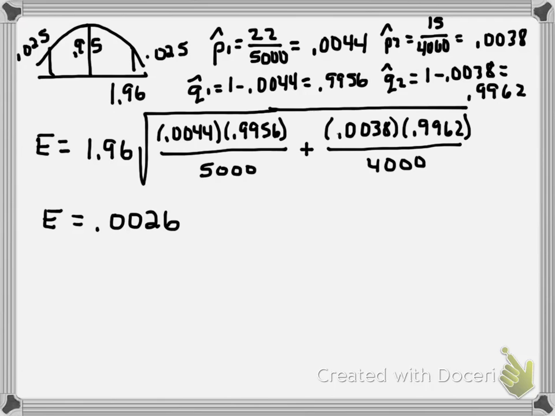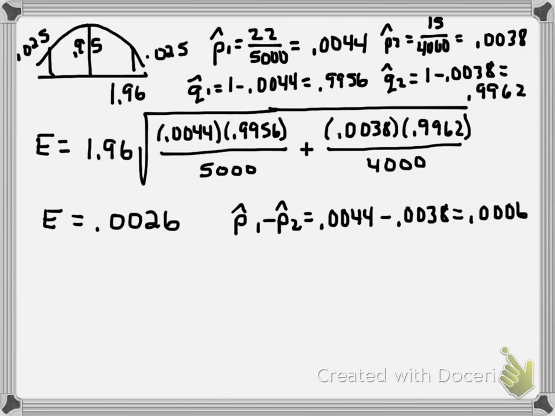And before we can find the confidence interval, we need to find p hat 1 minus p hat 2. P hat 1 is 0.0044. P hat 2 is 0.0038. Subtracting gives you 0.0006.